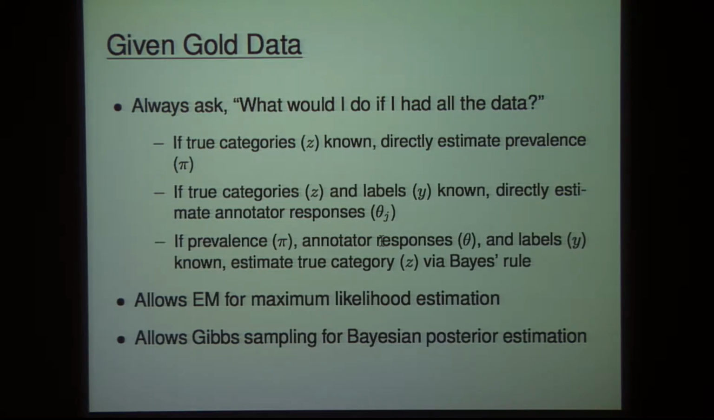So here, this is a very simple model, so we can actually work through it all. If the true categories are known, it's very easy to directly estimate the prevalence, right? If we know what the categories are, we can just do a very simple estimate there. Similarly, if the true categories and the annotator labels are known, it's very easy to estimate the annotator responses. Similarly, if the prevalence is known, the annotator response is known, and the labels are known, it's easy to estimate the category via Bayes' rule, and I'll work through that example, which is the critical one, on the next slide, because that basically is how we adjust voting for annotator accuracy.